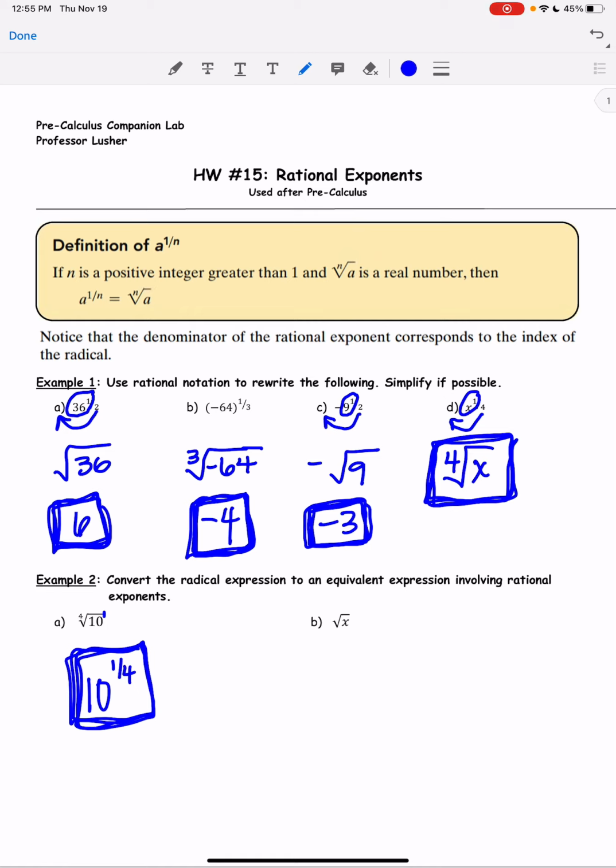Okay, same thing here on B. This is the same as x to the first power. And there's a known 2 to be right there in that radical. So this becomes x to the 1/2.